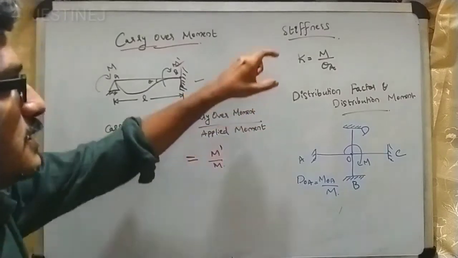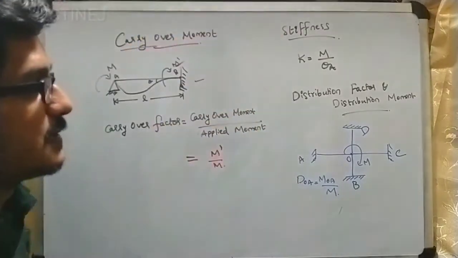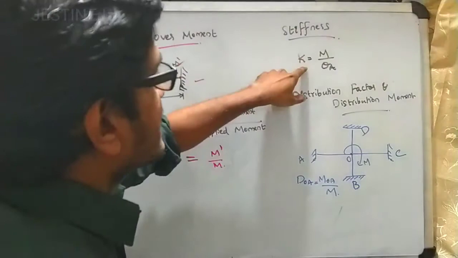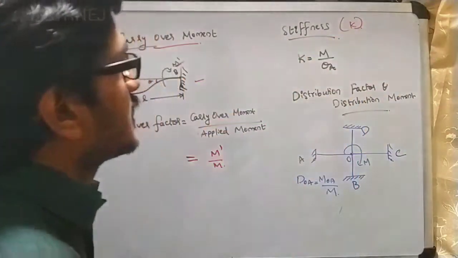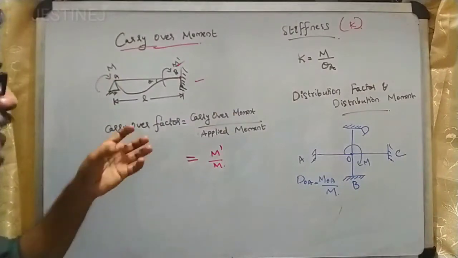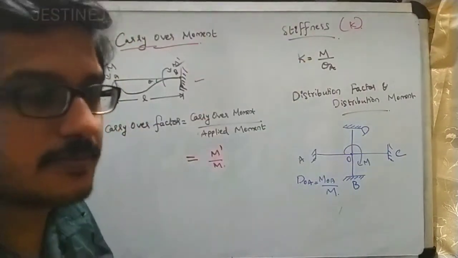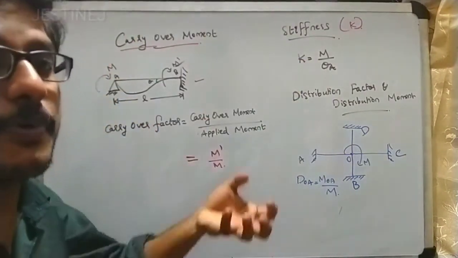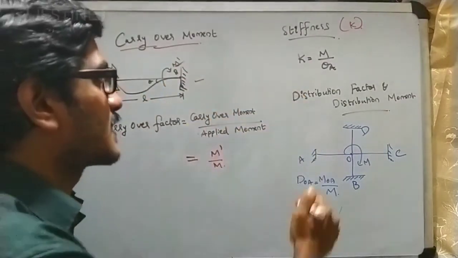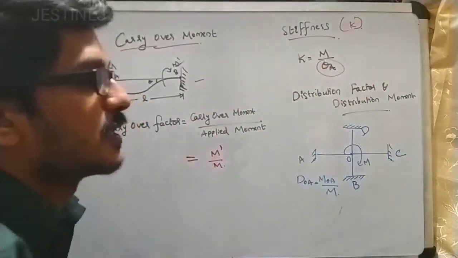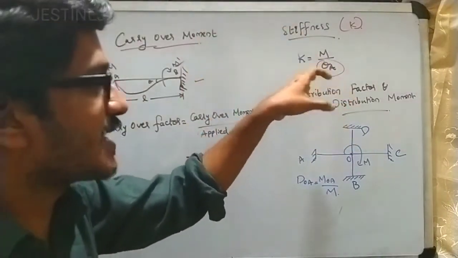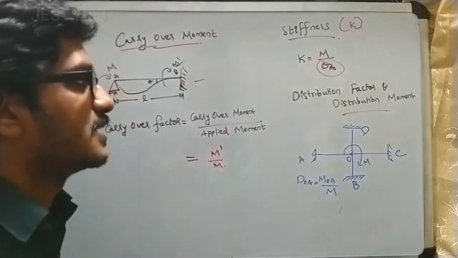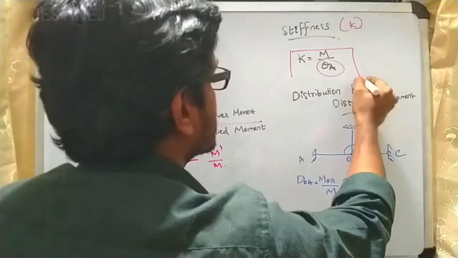Then coming to stiffness. Stiffness is represented by K. It is the moment, M in this case, that must be applied to produce a unit rotation, represented as theta A. So the moment applied to produce a unit rotation is called stiffness.